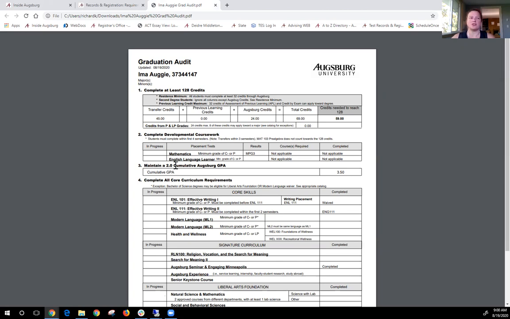Next, you have to maintain a 2.0 cumulative Augsburg GPA. Again, this starts over here. If you fall below a 2.0, you'll be placed on academic probation.